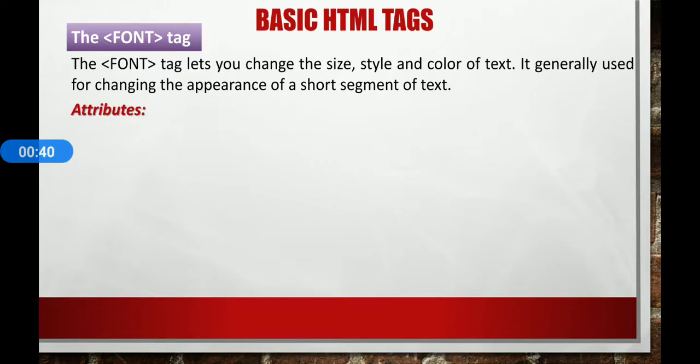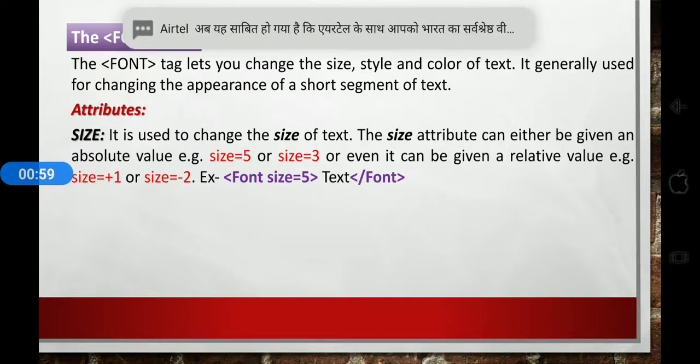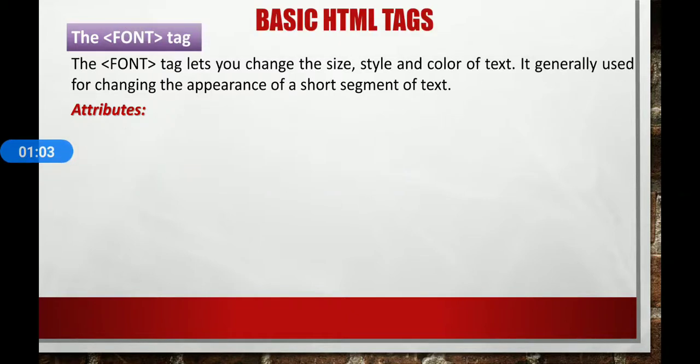Its attributes are, first one, size. It is used to change the size of text. The size attribute can either be given an absolute value, for example, size equal to 4 or size equal to 3, or it can be given a relative value, for example, size equal to plus 1 or size equal to minus 2.